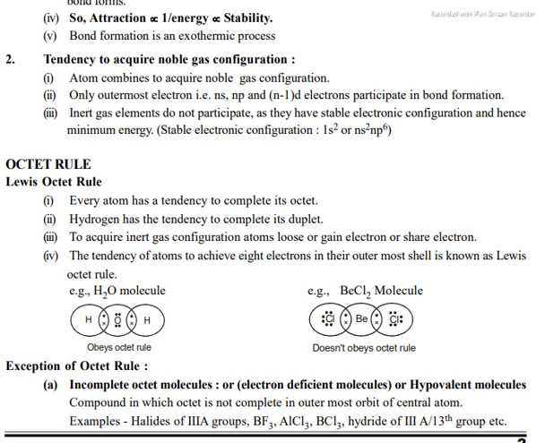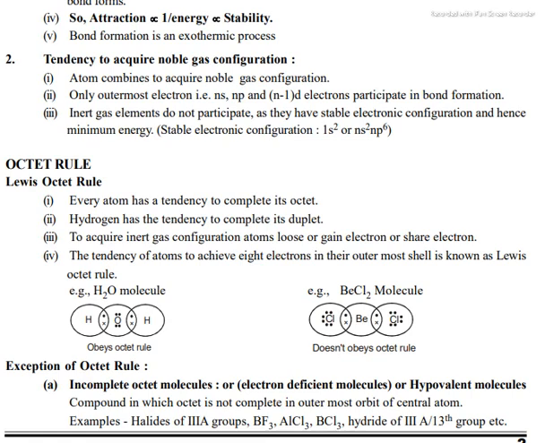Now let's talk about the Lewis octet rule. What is the Lewis octet rule? You know very well, every element's atom has a tendency to complete its octet except hydrogen. Hydrogen has a tendency to complete its duplet. Duplet means 2 electrons, that is the helium configuration. To acquire the inert gas configuration, an atom loses or gains electrons or shares electrons. The tendency of atoms to achieve 8 electrons in the outermost shell is known as the Lewis octet rule.